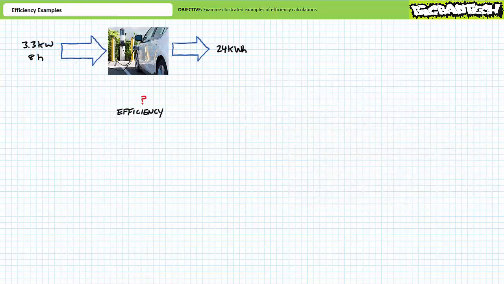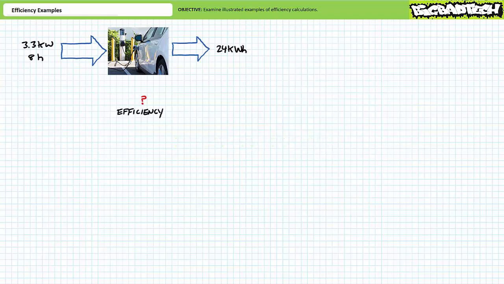Let's now examine a couple efficiency calculations making use of our previous understanding of power and energy. Let me remind you that energy is power times time. Efficiency affects power. If a device is inefficient, it will waste more power to accomplish the same task, and as a result, it will consume more energy. Conversely, if a device is efficient, it will use less power to accomplish the same task, and as a result, it will consume less energy.